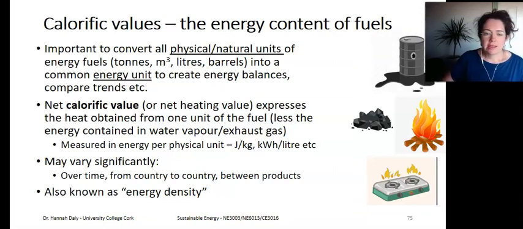The calorific value is the energy content of fuels. The reason it's important to have the calorific value of different fuels is because we need to convert all of the physical or natural units of energy, which is tons, cubic meters, liters, barrels, for example, into a common energy unit, so that we can compare the energy content of fuels, create energy balances, compare trends, and compare different options. So the net calorific value, also known as the net heating value, expresses the heat obtained from 1 unit of that fuel when you fully combust it.